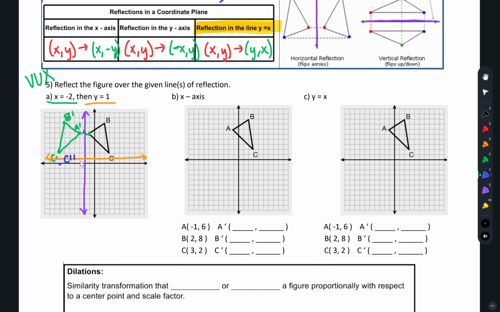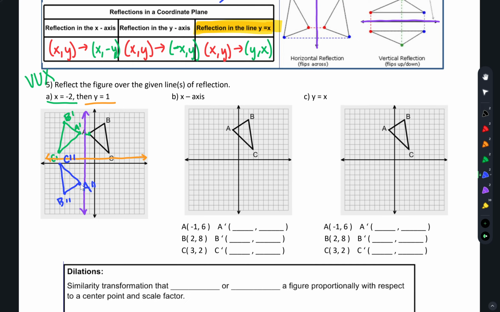A double prime is going to go 5 away from my line of reflection. And B double prime is going to go 7 away from my line of reflection. And there's my new shape.